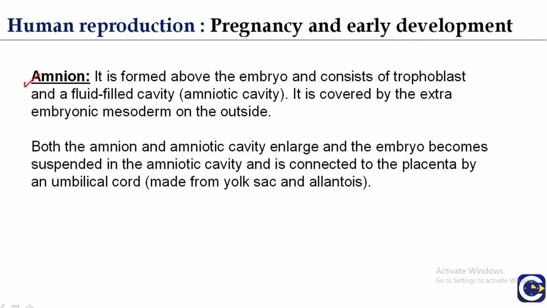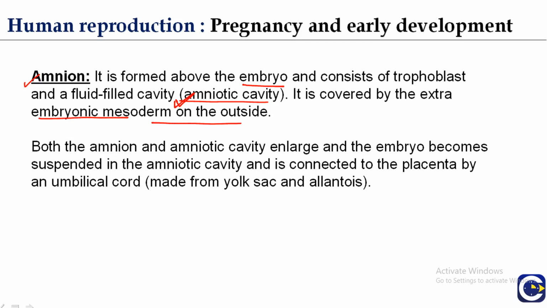Then there is another fetal membrane which is known as the amnion. It is formed above the embryo and consists of trophoblast and a fluid cavity called the amniotic cavity. When the embryo is formed from the epiblast, as we have seen in previous slides, there is the development of the amniotic cavity. It is covered by the extraembryonic mesoderm on the outside.